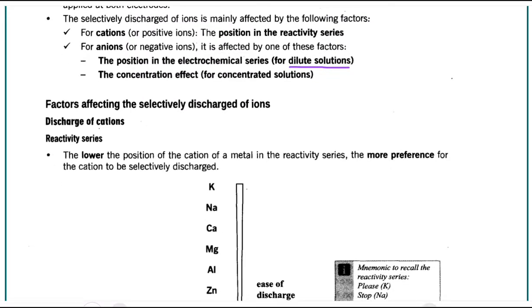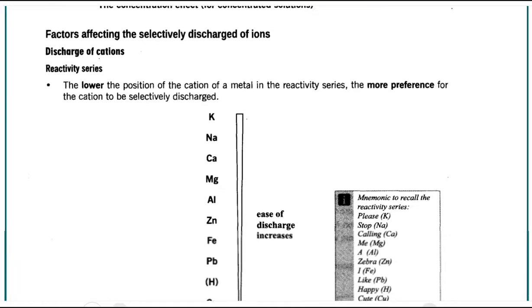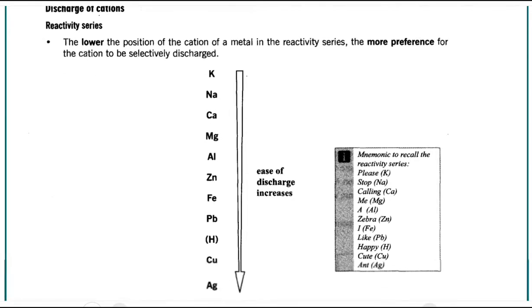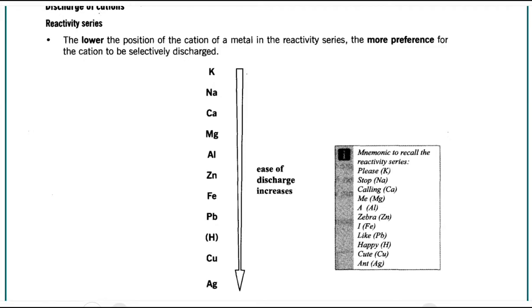So let's look at the factors affecting selective discharge of ions. The first one is the reactivity series. With the reactivity series, we are talking about the cations, the ones that will go to the cathode. These are the positive ions. The positive ions affected by the reactivity series, most of them you find that they are metals, right? So the lower the position of the cation of a metal in the reactivity series, the more preference for that cation to be selectively discharged.